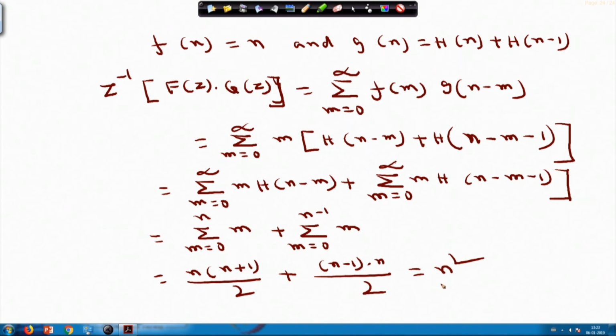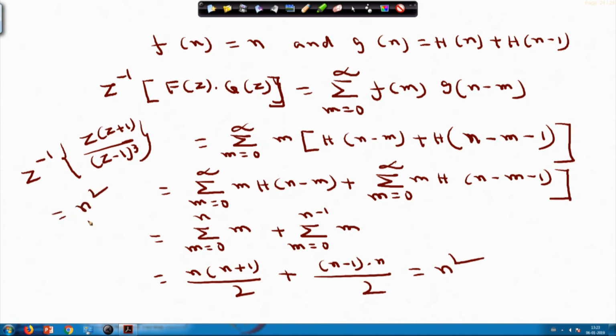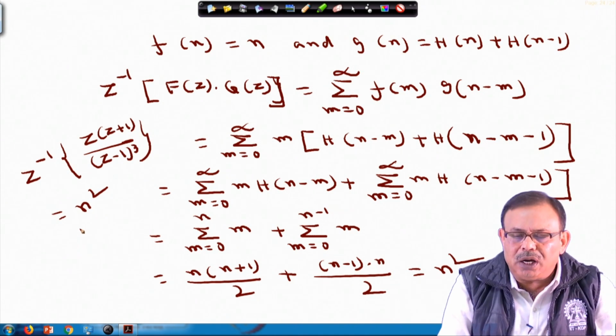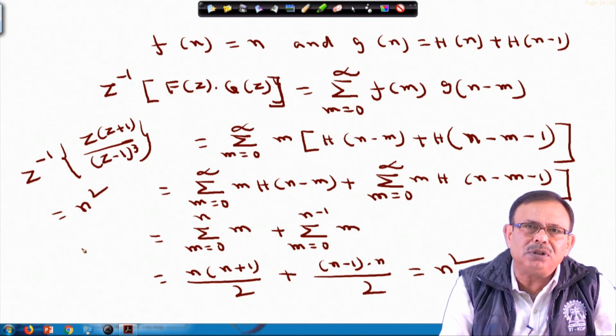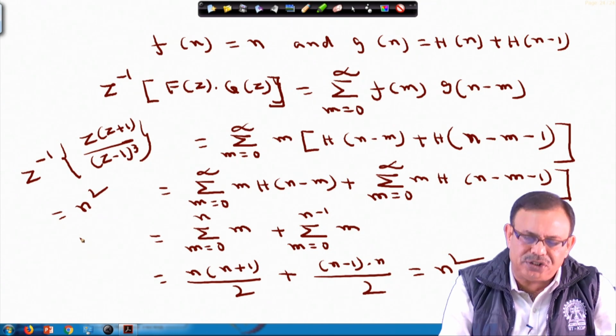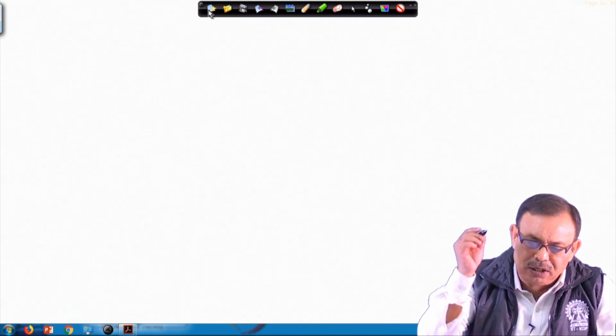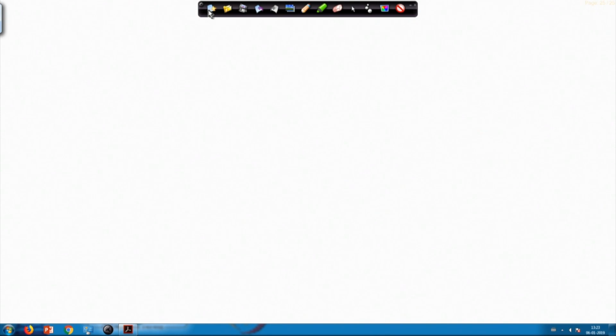Therefore, according to the problem, your problem was to find out z inverse of z into (z plus 1) by (z minus 1) whole cube. So, this value is n square, that is the value of n square if I take z transform of n square is this. So, I hope it is clear using inverse z transform how to find out the function itself, that is quite clear from here. Let us take some other type of example again.